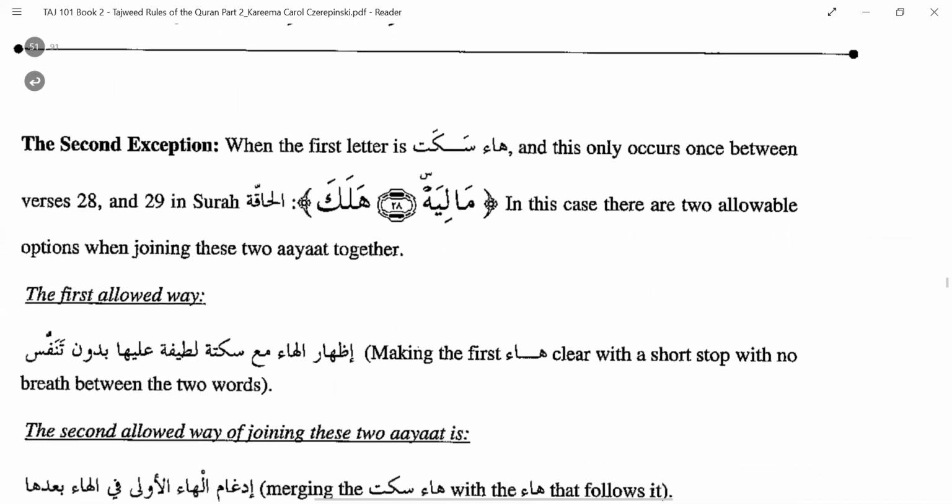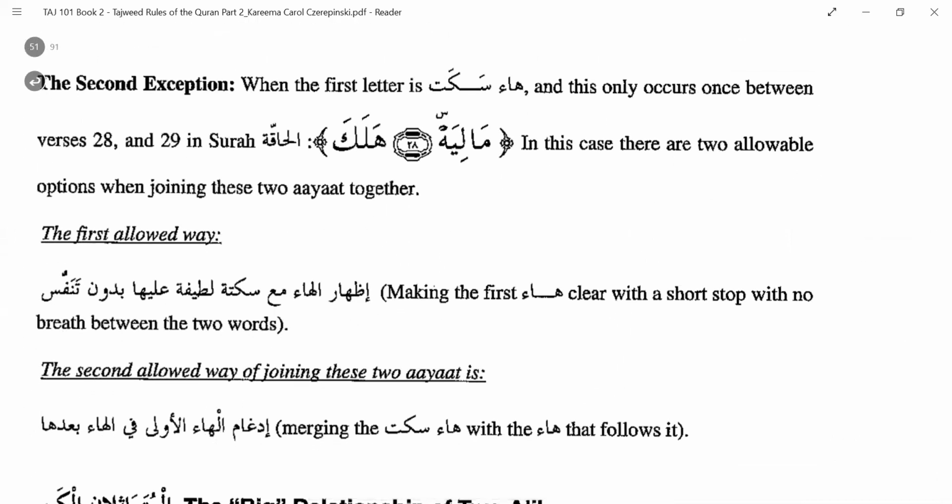The second exception is when the first letter is ha sakta, and this occurs only once, in ayah number 28 and 29 in Surah Al-Haqqa. You have here maliyah, you see the ha sukun, and then after that again you have a ha. Now here the ayah is finishing, but in case you are going to join both the ayat, in that case you have a sakta sign here. You can see the small sin, that is called a sakta sign.